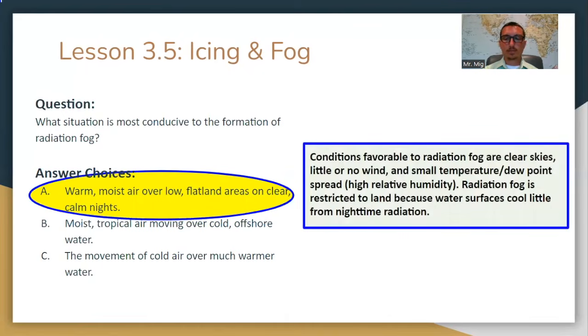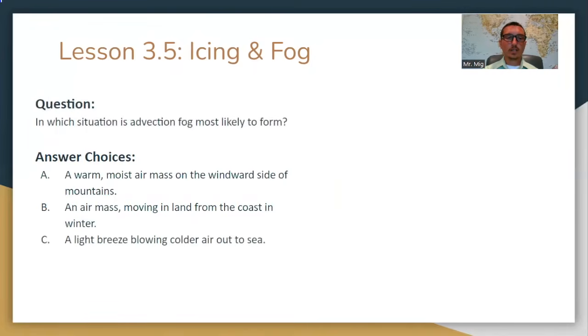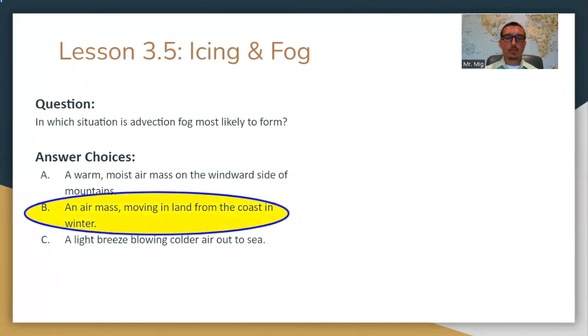All right, I think I pretty much said this. I'm not going to read that again. In which situation is advection fog most likely to form? Pause and then choose your answer and then unpause. An air mass moving inland from the coast in winter. Remember I said San Francisco, right? They're on the coast and the air is coming from the west and it comes right over that city. So that's why they get a lot of fog.